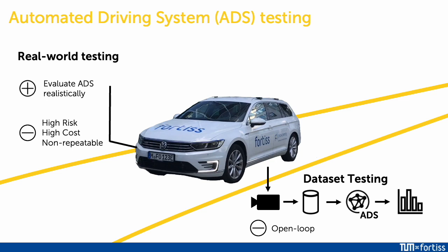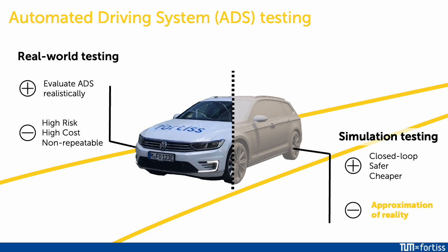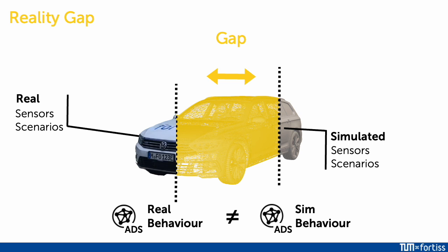The issue is that this methodology is open loop. An alternative is simulation-based testing, which solves the dataset testing problem, being a closed-loop methodology, while being safer and cheaper than real-world testing. At the same time, this is an approximation of reality. As such, it comes with some drawbacks. They are identified in the reality gap problem, the difference between simulation and reality, and the resulting difference of behavior of the system under test.